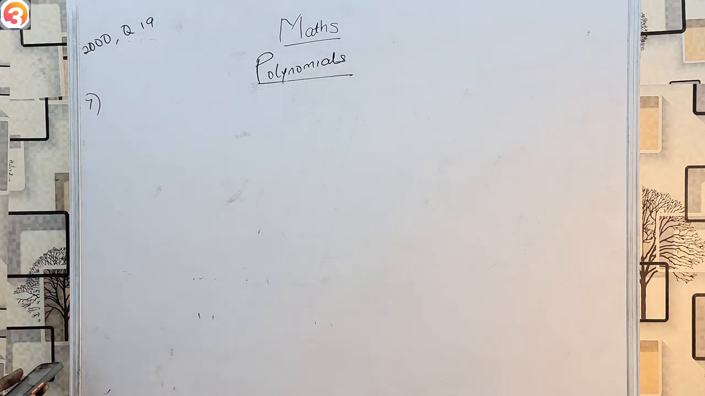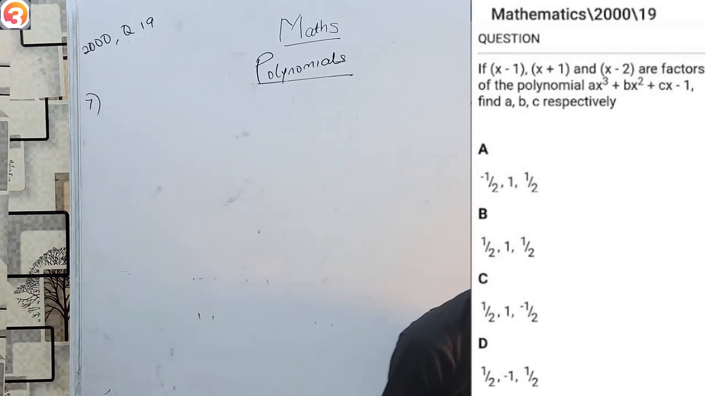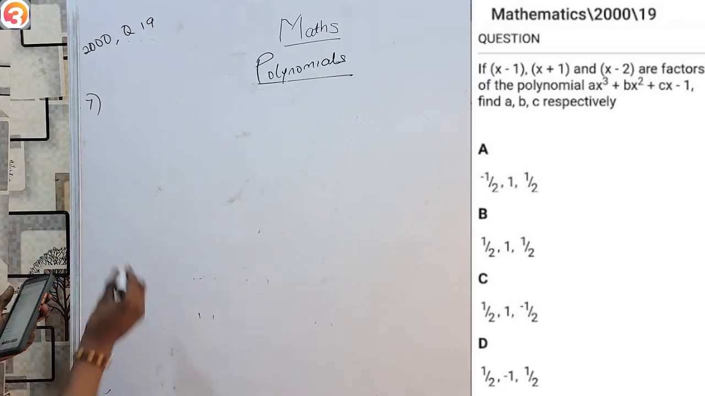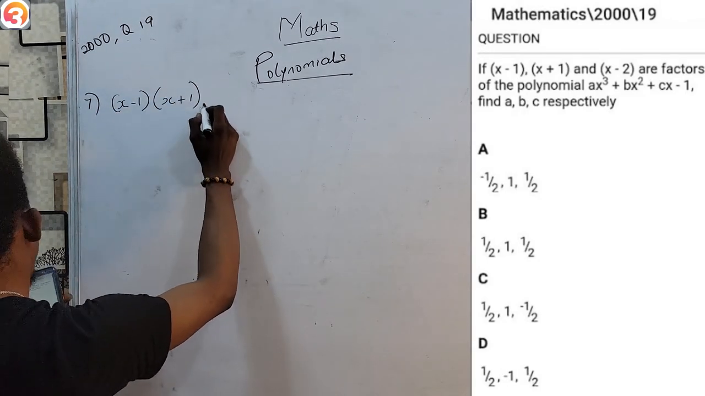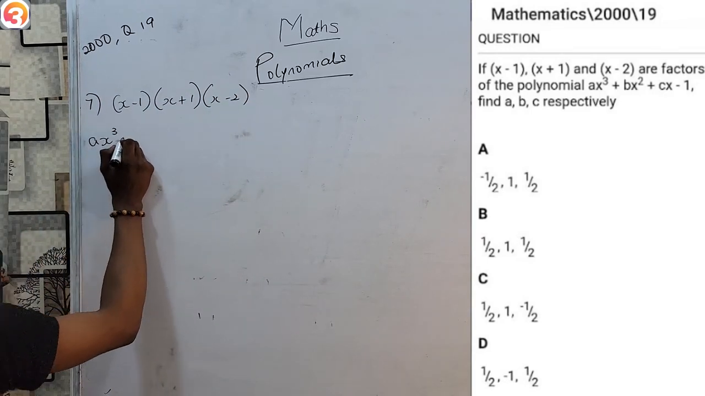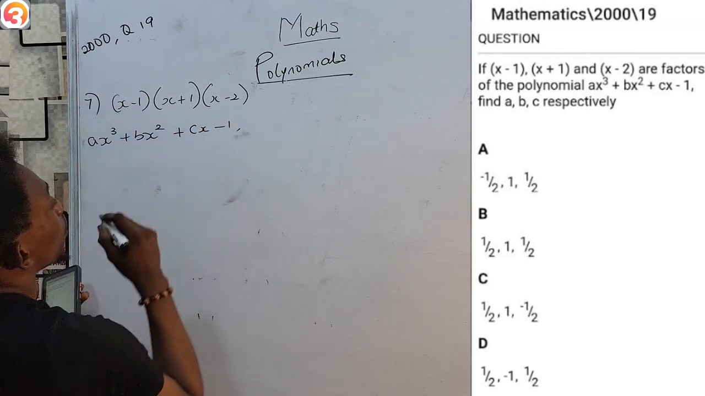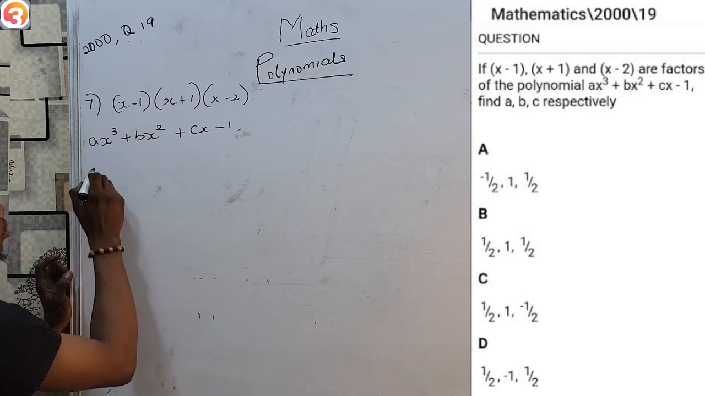And it says, if x minus 1, x plus 1 and x minus 2 are factors of a polynomial given by ax cubed plus bx squared plus cx minus 1, I'm to find A, B, and C. Well, don't stress yourself much. Simply ask yourself, okay, I know all the factors then. Why don't I just get the equation by multiplying? That'll be very, very easy.